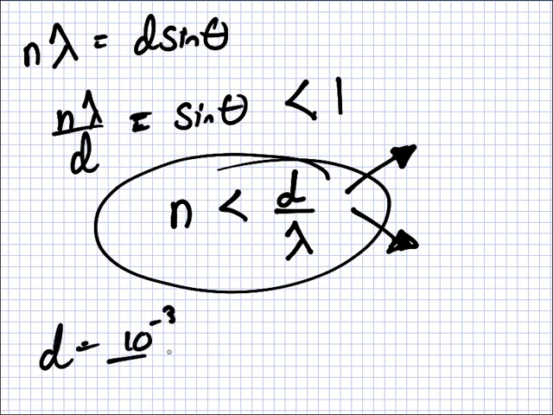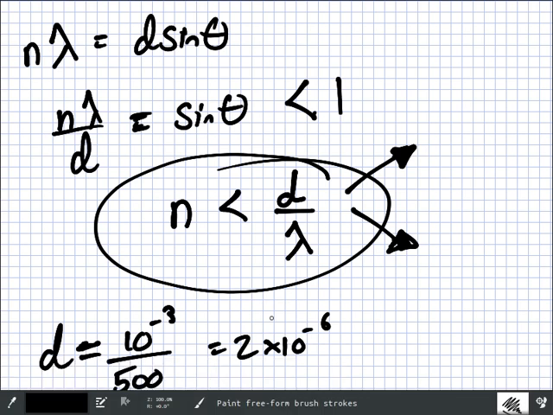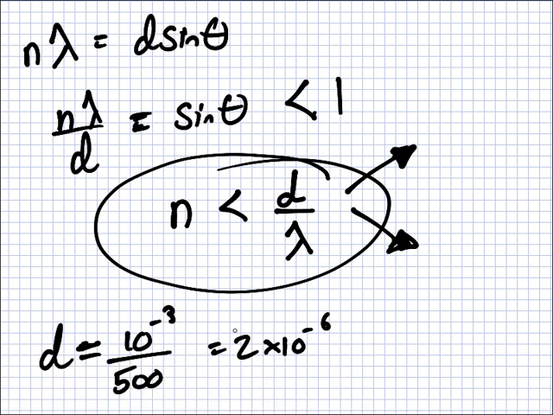Matt, what did you get here for the D? 3.45. 10 to the minus... Oh, sorry, D. What did you get, Siva? 2 times 10 to the power negative 6. Is that right? Wait, it's 1 divided by 500. No, it's 10 to the minus 3 divided by 500. 2 times 10 to the power minus 6.